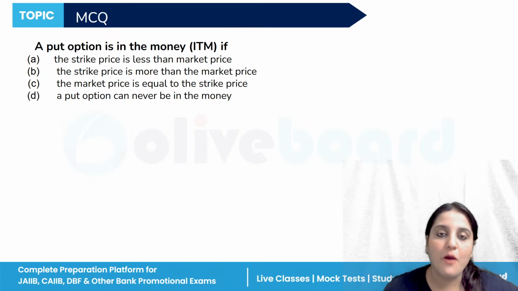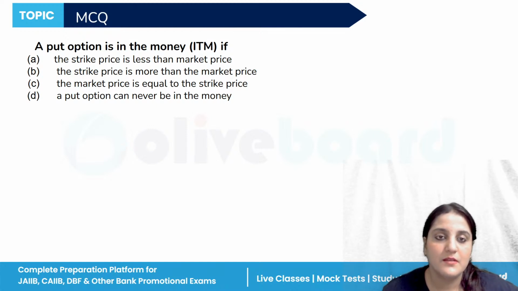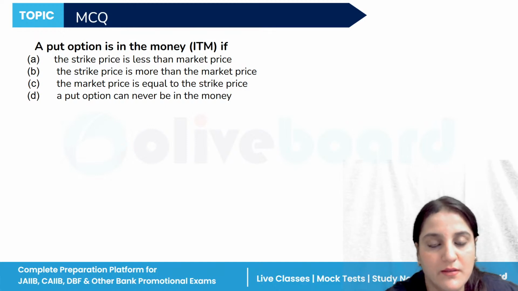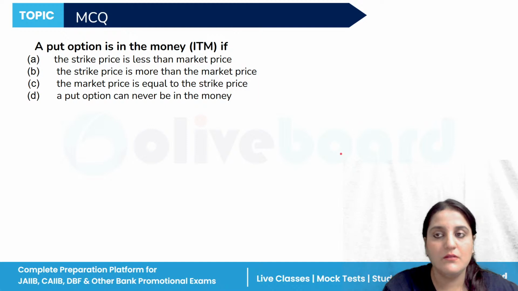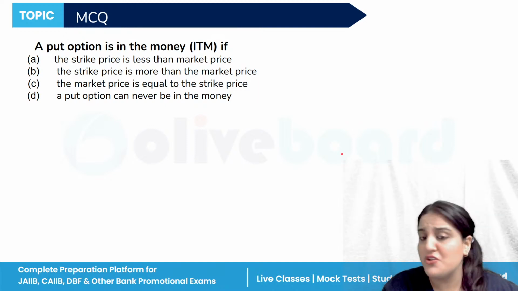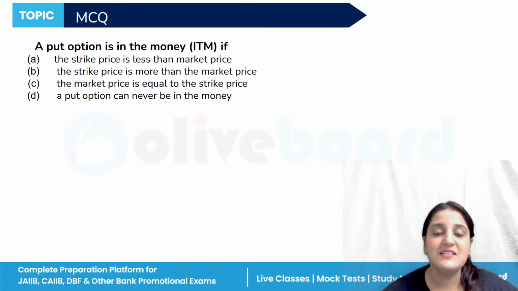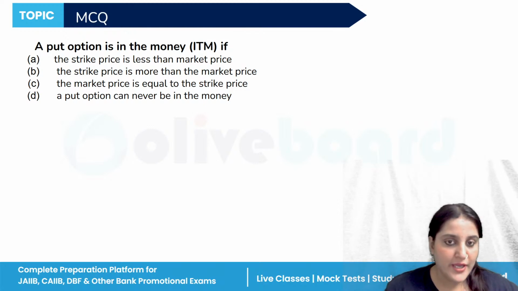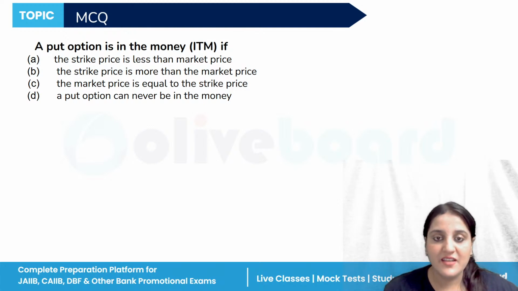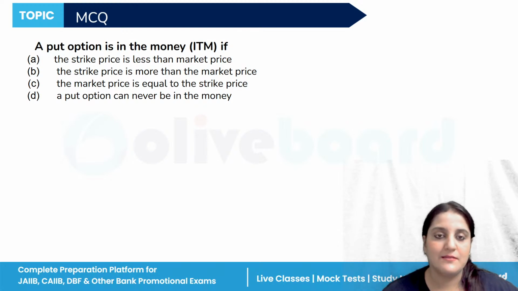Now, a put option is in the money when... A put option gives the holder the right but not the obligation to sell an underlying asset at a specified strike price before or at expiration. So here we can say the answer is the strike price is more than the market price.